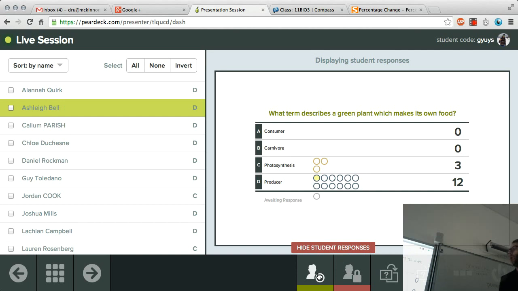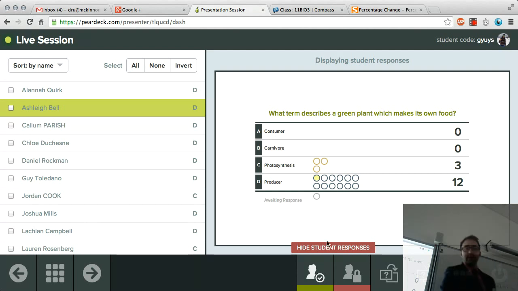What term describes a green plant which makes its own food? Oh, man. I'm glad no one put consumer, no one put carnivore. Consumers and carnivores are not always exclusive of each other. You can be a consumer and a carnivore. These are basic definitions that you need to be aware of.